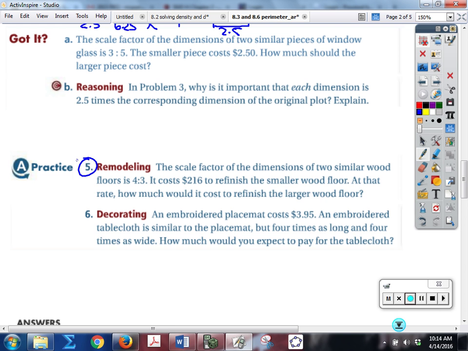So for example, maybe one floor is 400 square feet and the other one's 300 square feet, sorry. One would maybe be 40 long and the other would be 30 long on two sides of the rectangle. It costs $216 for the smaller wood floor. If you pay the same price to refurnish the bigger one, what does it cost to refurnish the bigger one? And then if you get done with that, you can do sticks as well.